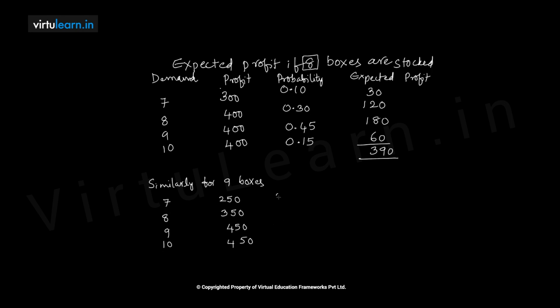So the probabilities are 0.10, 0.30, 0.45, 0.15. So this would give a profit of 25, and this is 105, and this is 202.5, this is 67.5. So total would be, on an average, 400 rupees would be the profit.